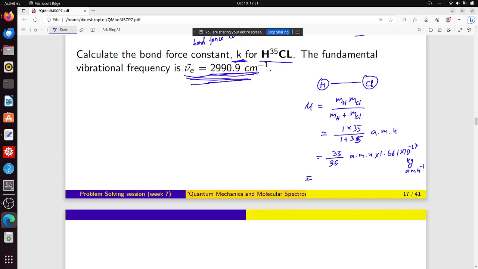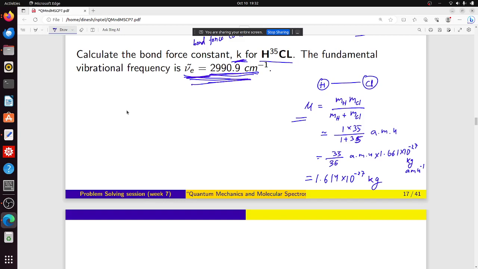You will get this value nearly 1.614 times 10 to the power minus 27 kg. So you have mu. Now the fundamental frequency is given.